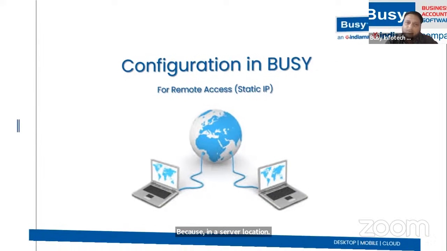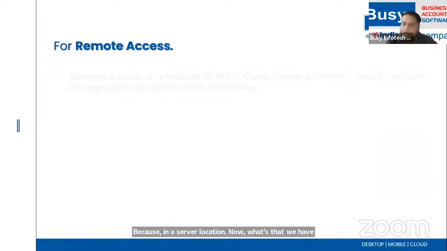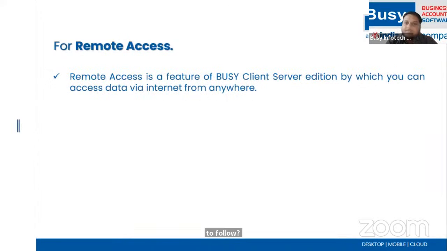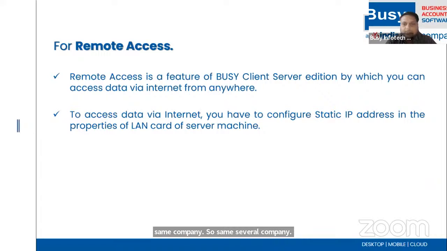Now, what steps do you have to follow? For remote access, remote access is a feature of the Busy client server edition by which you can access data via internet from anywhere. It doesn't matter if your location is different and your network is different, you can use Busy, you can use the same server company at the client system. But you have to configure a static IP, and then you can connect and access the server.